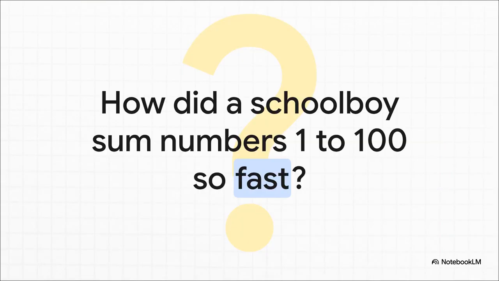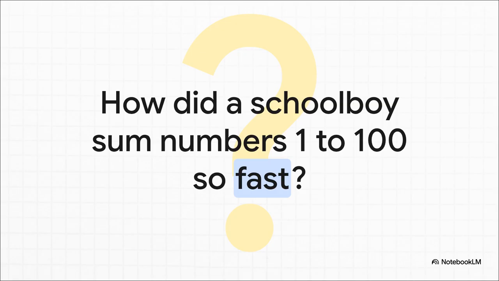Our story starts, of all places, in a German classroom way back in the 19th century. The teacher, trying to get a moment's peace, gives the class a ridiculously tedious task: add up all the numbers from 1 to 100. So while all the other kids are hunched over their slates, scribbling away, one boy just stands up and gives the right answer. 50-50. That kid was none other than the future legendary mathematician Carl Friedrich Gauss.